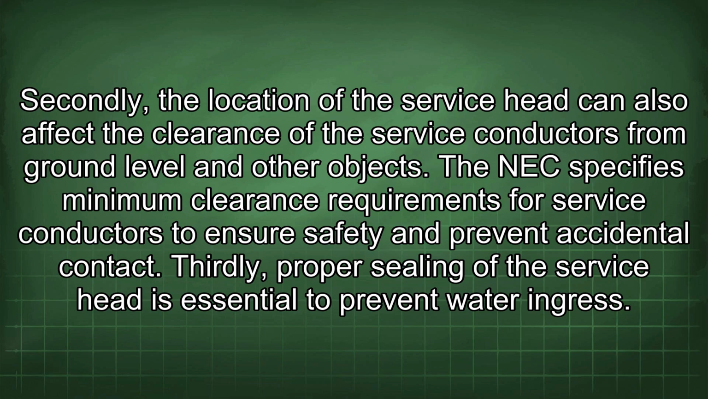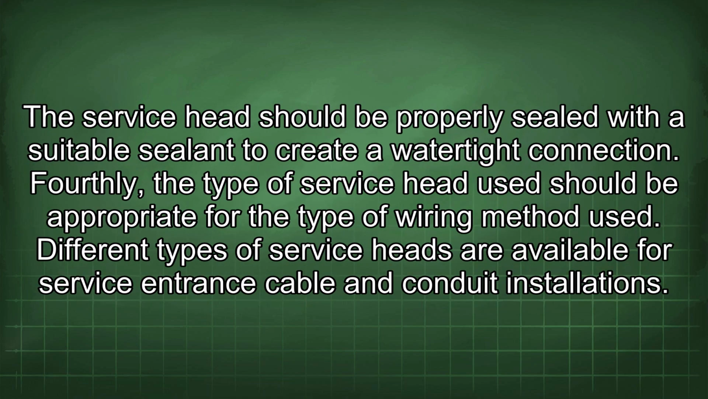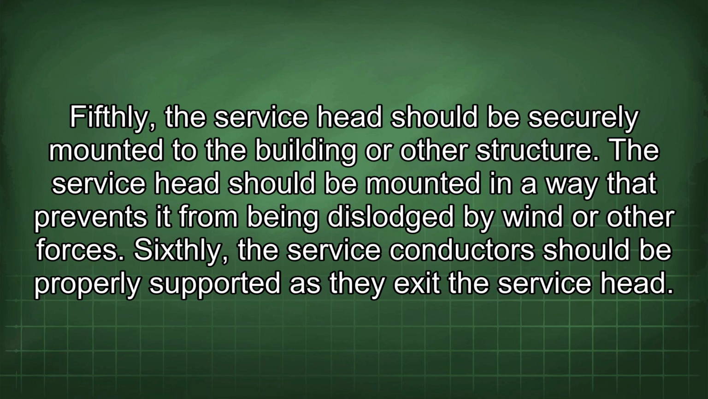Thirdly, proper sealing of the service head is essential to prevent water ingress. The service head should be properly sealed with a suitable sealant to create a watertight connection. Fourthly, the type of service head used should be appropriate for the type of wiring method used. Different types of service heads are available for service entrance cable and conduit installations. Fifthly, the service head should be securely mounted to the building or other structure. The service head should be mounted in a way that prevents it from being dislodged by wind or other forces.